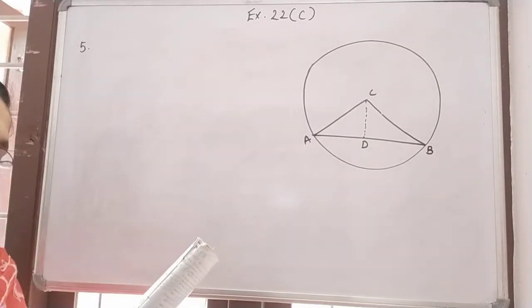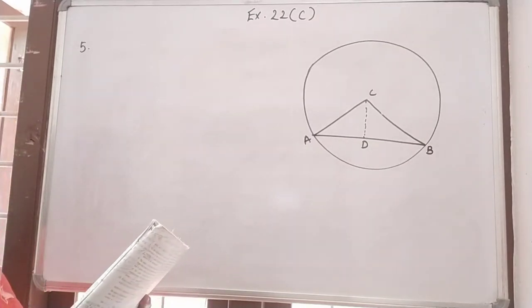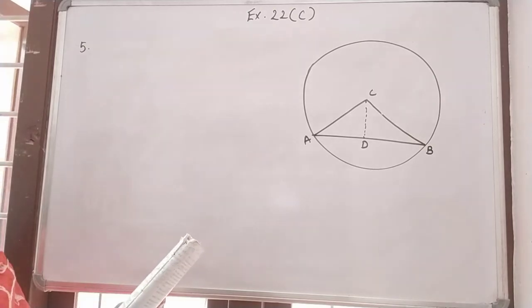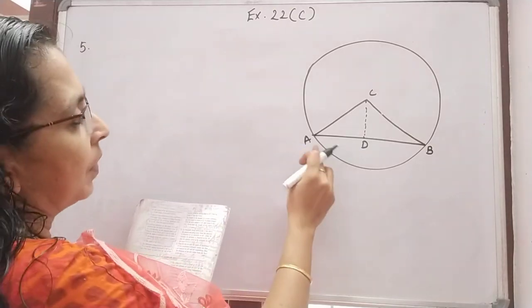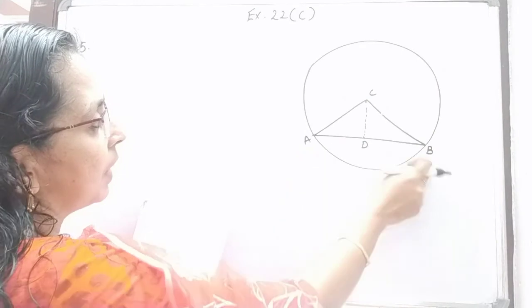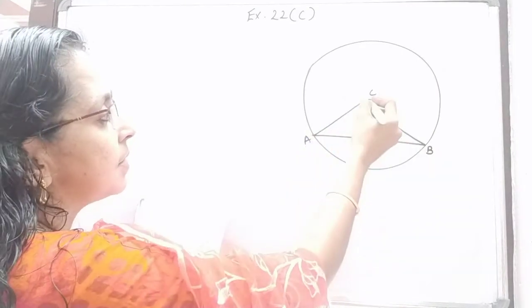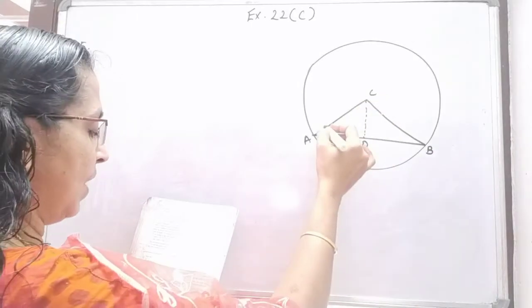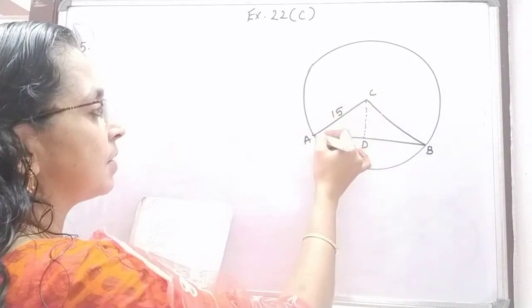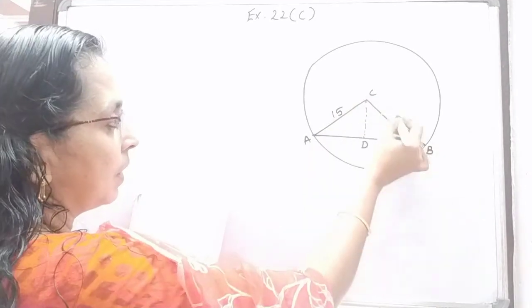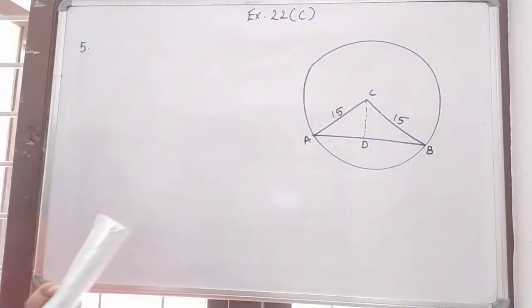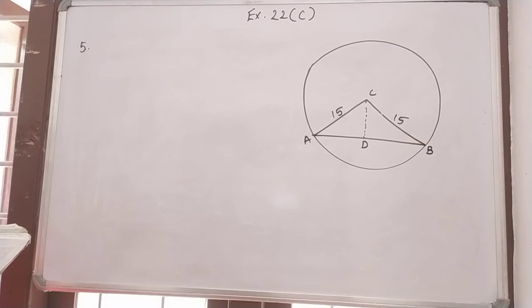Fifth question. The radius of a circle is given as 15 centimeter. Look at this figure. If you are taking triangle ABC, CA is the radius and CB is the radius, C is the center. So radius is given as 15 centimeter. That means AC is given as 15 centimeter, so automatically CB also will be 15 centimeter. And chord AB subtends an angle of 131 degree at the center C of the circle.